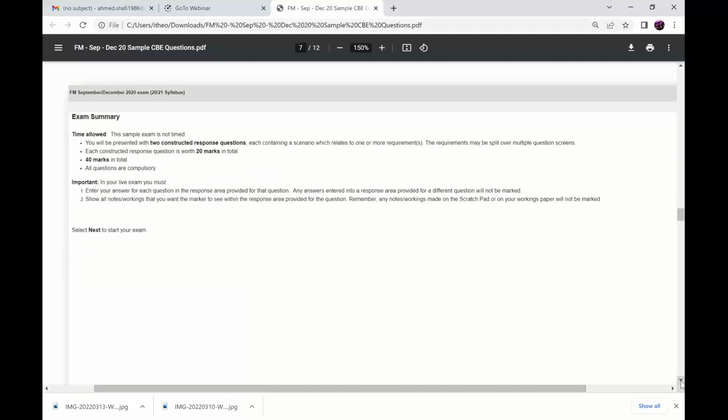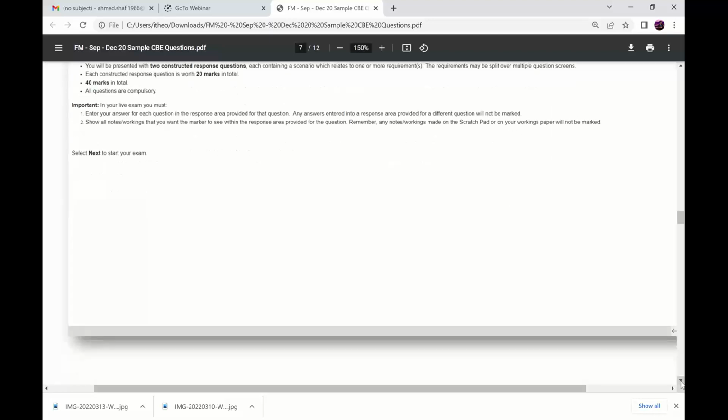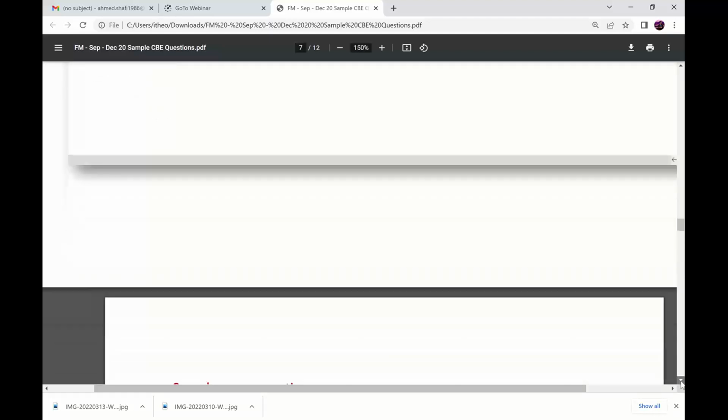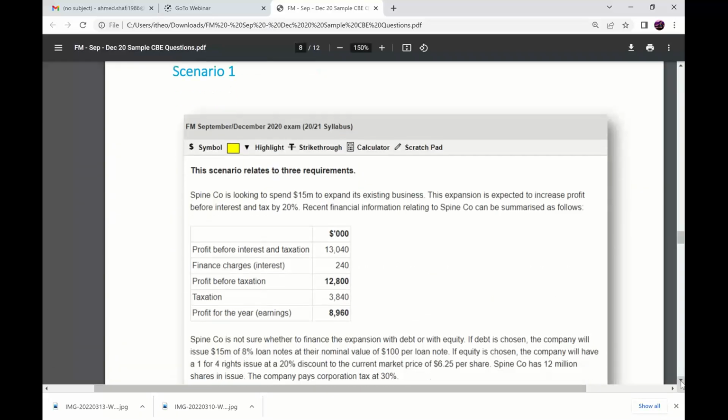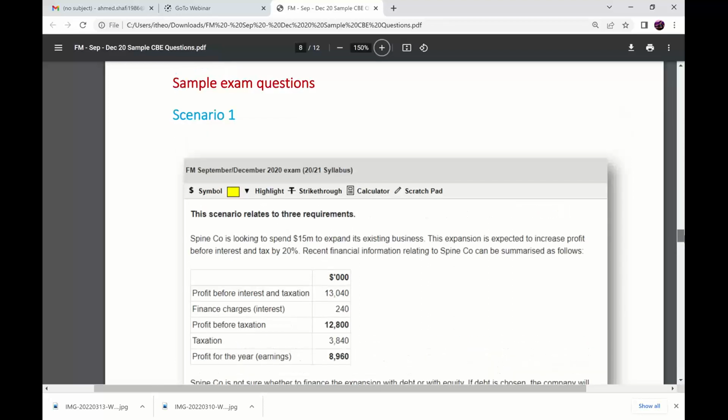So constructed response question is worth 20 marks. All questions are compulsory. Click next to start your exam. You will click next and start your exam. And this is how the question will come. This is question number 1 of this exam, spine company.